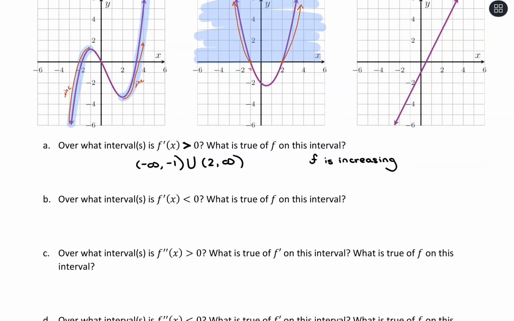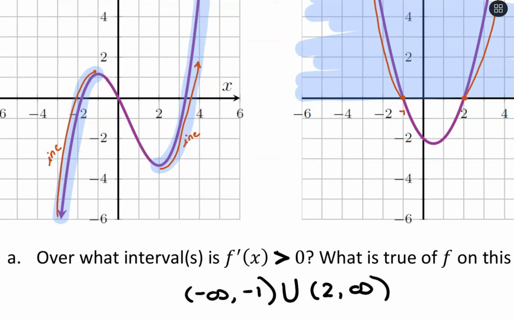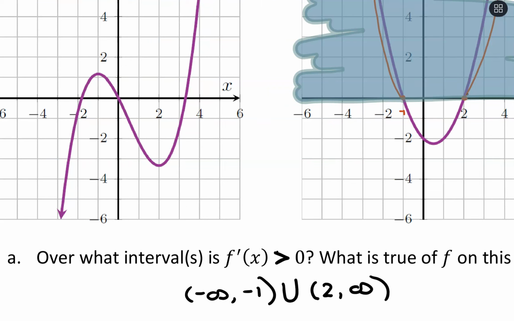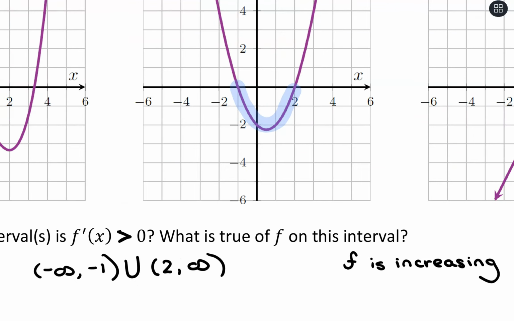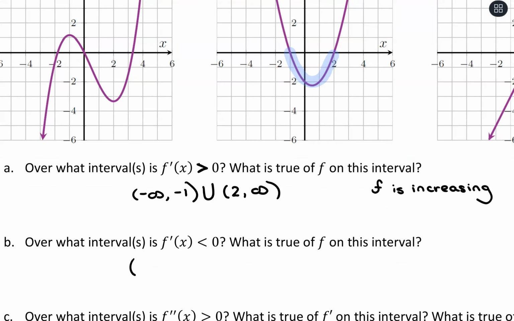Okay, let's look at some more scenarios here. Over what intervals is f prime of x less than 0? So now we're going to switch this up to look at below the x-axis, which is the bottom of the parabola right here. So we're seeing the interval from -1 to +2. And what is true of our original function on that interval? So -1 to +2 for x.